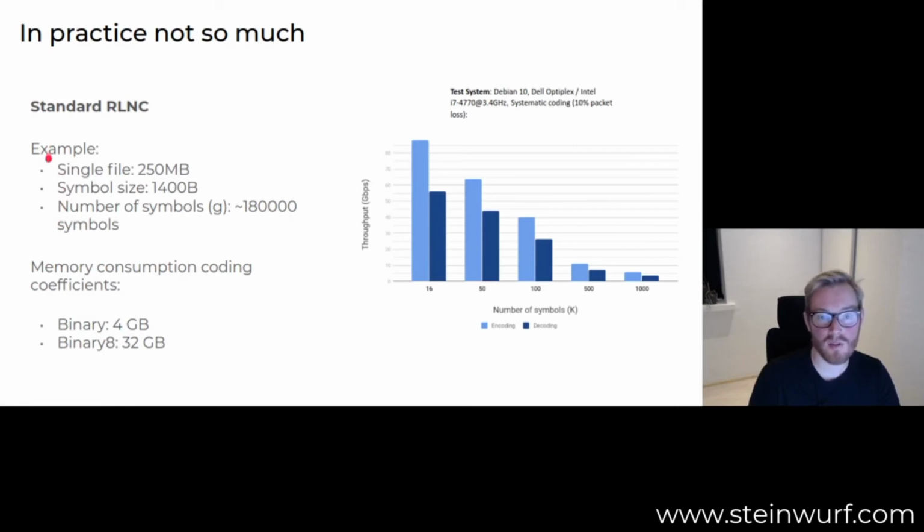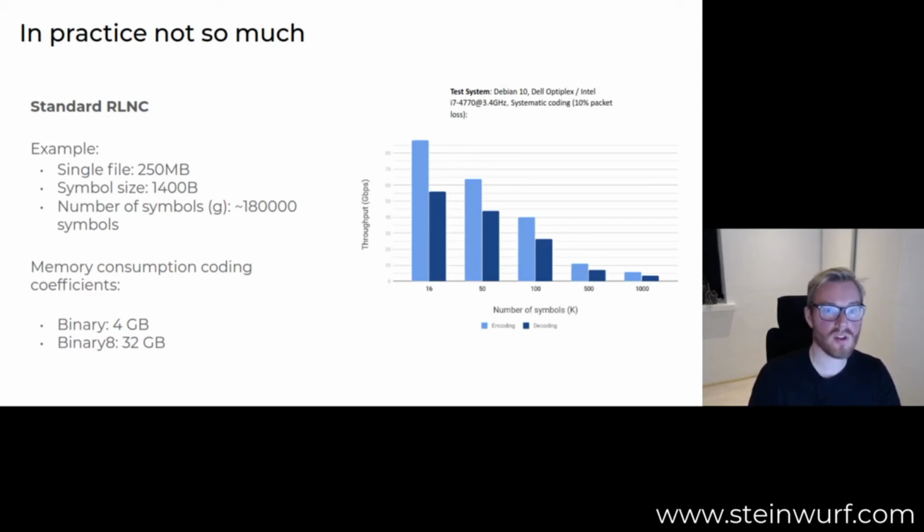So there's no way that we're going to be able to implement this by just having everything inside a standard Gaussian elimination decoder. That simply wouldn't work, both from a memory perspective but also from a throughput perspective.